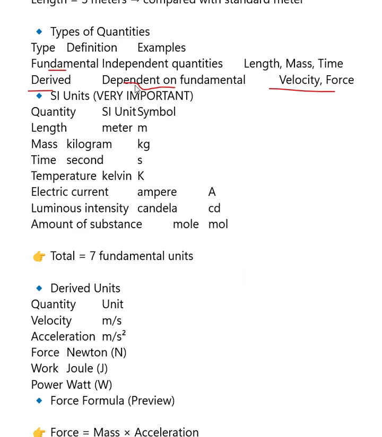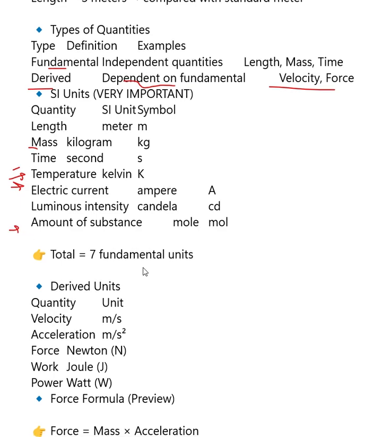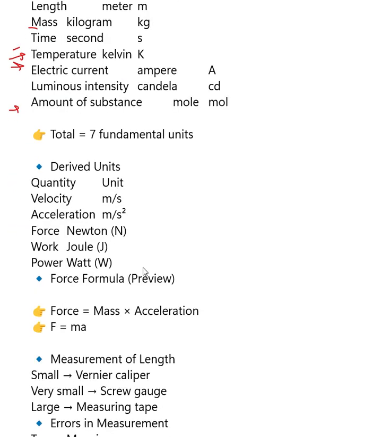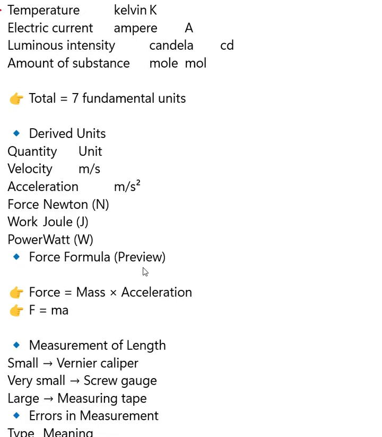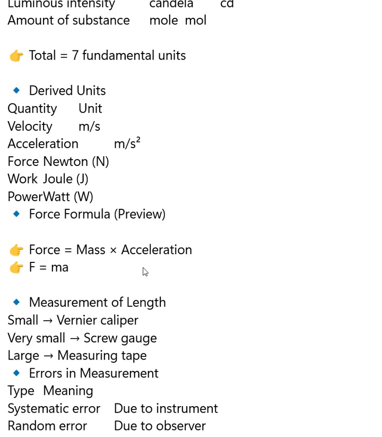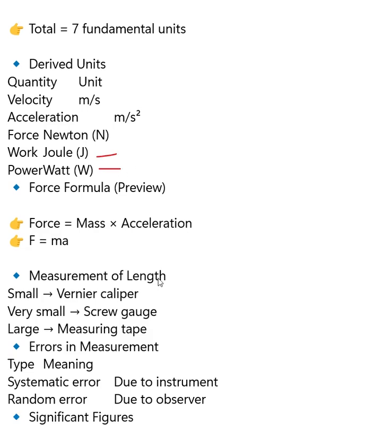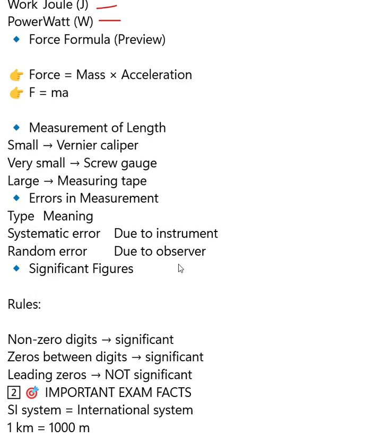So the SI unit of length is meter, of mass is kilogram, time is second, temperature is Kelvin, electric current is ampere, luminous intensity is candela. Amount of substance is mole. And derived units: velocity, meter per second; acceleration, meter per second square; force, Newton; work, joule; power, watt. Force is equal to mass into acceleration.